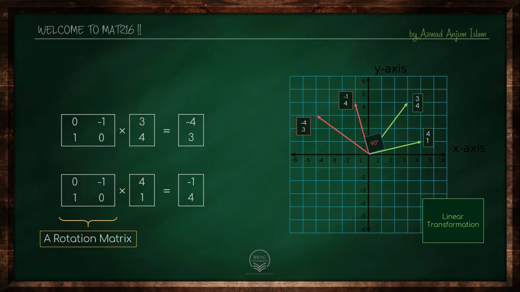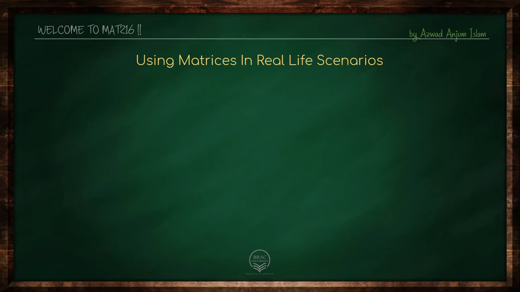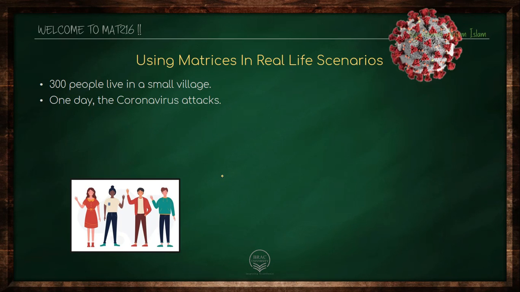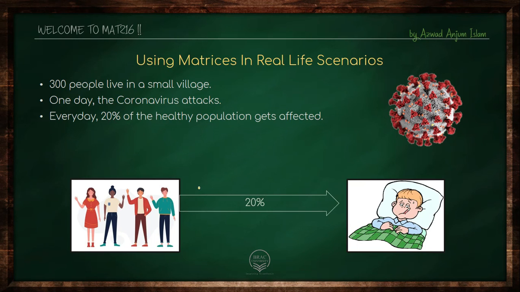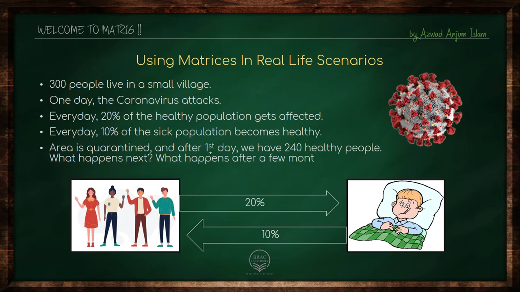Now that's all interesting, but let's look at a real life scenario, how we can use matrices in various ways. So let's say we have a small village, there are 300 people living in here. One day the coronavirus attacks, which is sad but well the reality. Every day 20% of the healthy population gets infected, and every day 10% of the infected people get well. So what happens now? Well, after the first day, after 20% got infected, we got 240 healthy people and 60 infected people.